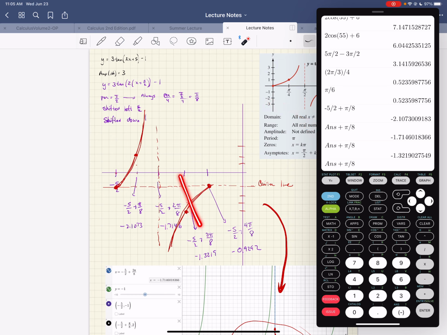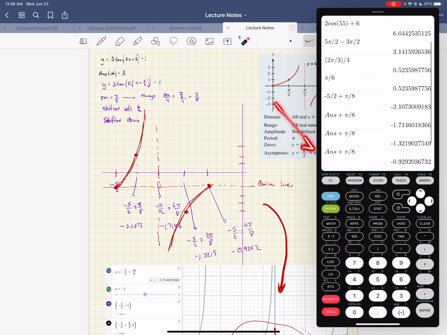1.7146. Add another one, we're at 3 pi over 8s that we've added now. When I do that, you see the negative 1.3219 right there on the bottom. And the last one, we would add 4 pi's over 8s to it. And when I did that, we were at negative 0.9292. So that's how I got those answers.